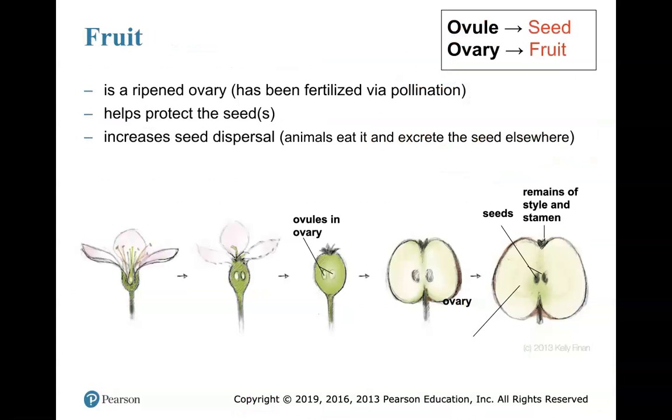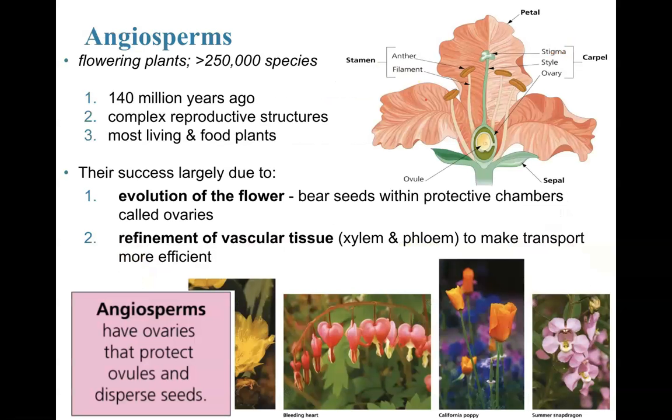So fruit. These angiosperms produce fruit. Fruit is basically a ripened ovary. So in order for that ovary to become ripened, we need fertilization to happen via pollination. There is a difference between fertilization and pollination. I want to point that out. Some students get that confused. Let me just go back.